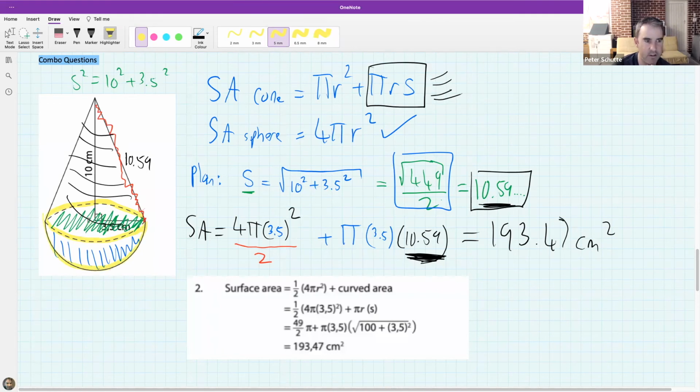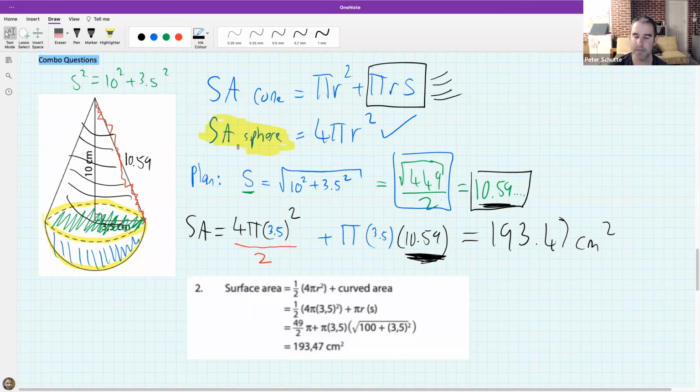But the circle on top of the hemisphere is covered. So that is not exposed to the outside world. So it's not on the outside. Does that help a little bit, Bokang? So that's why I had to take the formula for a whole sphere and divide it by 2, because I only had a half in my question.